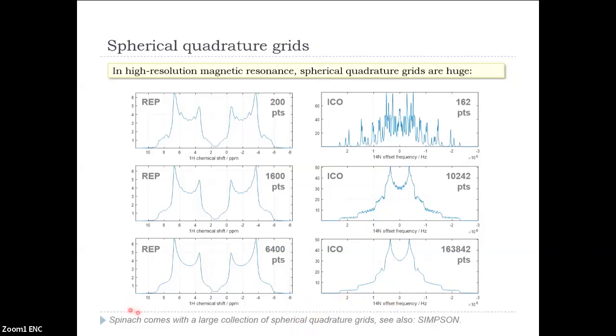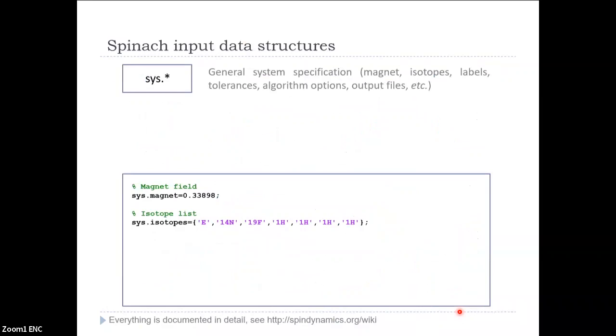So Spinach comes with a large collection of these spherical quadrature grids. I would also encourage you to explore Simpson, which is a package that is narrowly optimized for solid state and mass spectroscopy. You would have a lot of examples there of things like cross polarization and so on. Between them, Simpson and Spinach, I think, cover most of at least non-spinning solid state NMR.